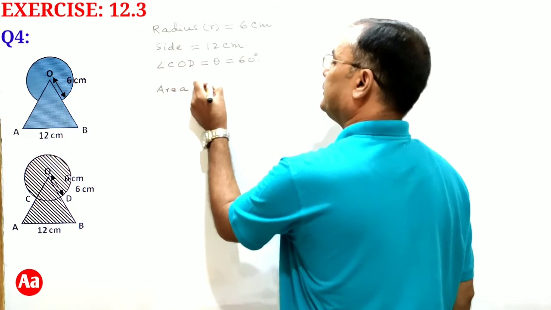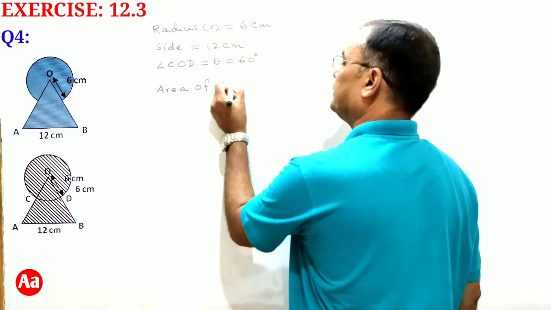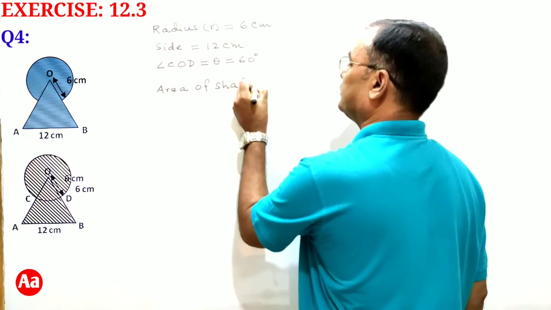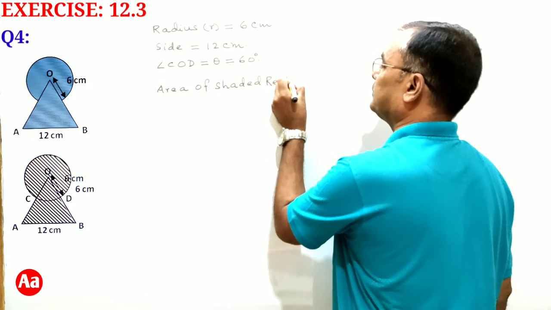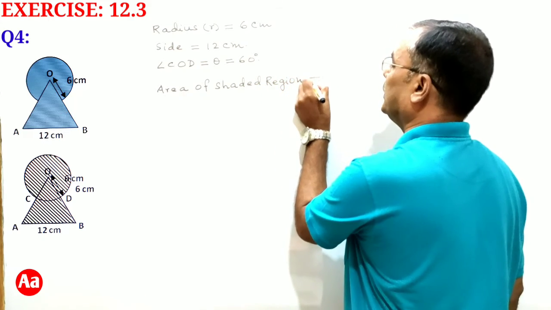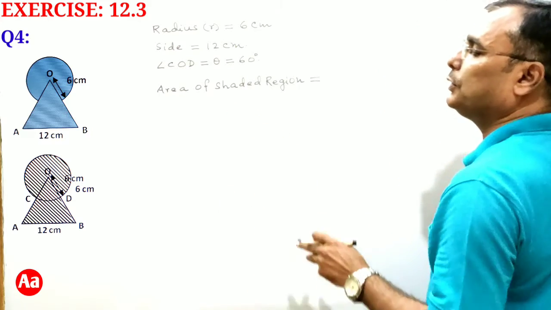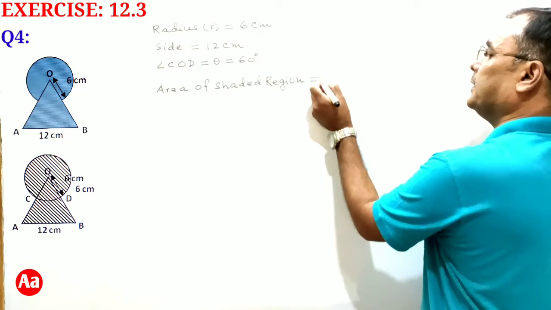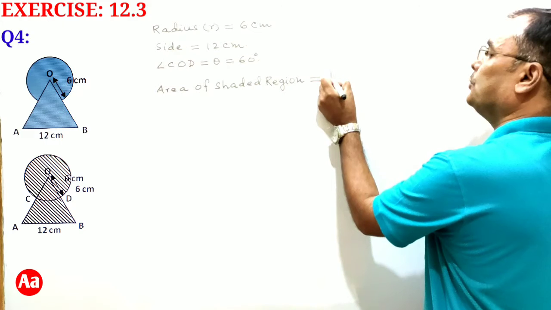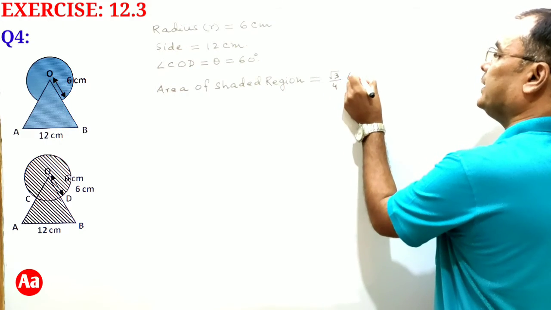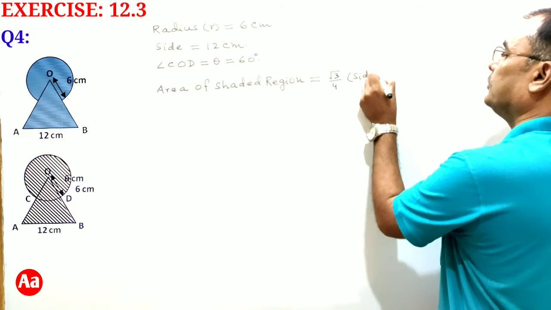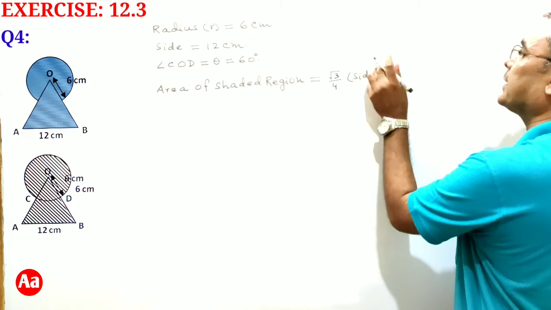Area of shaded region equals area of equilateral triangle OAB, the formula is √3/4 into side square for the area of an equilateral triangle.